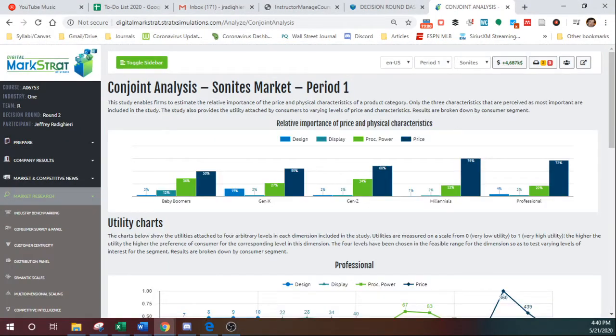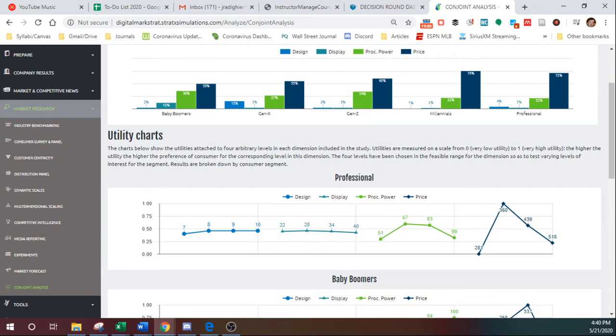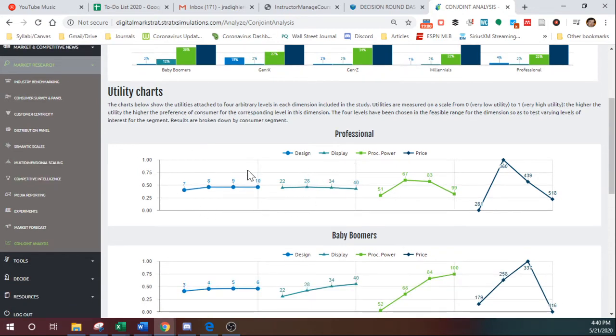The conjoint analysis study is a little more complicated than some of the other ones, but basically it allows you to look at the relative performance of different attributes. A big limitation is it doesn't give you all attributes, but it gives you four: design, display, processing power, and price. And so basically, it's a utility chart.